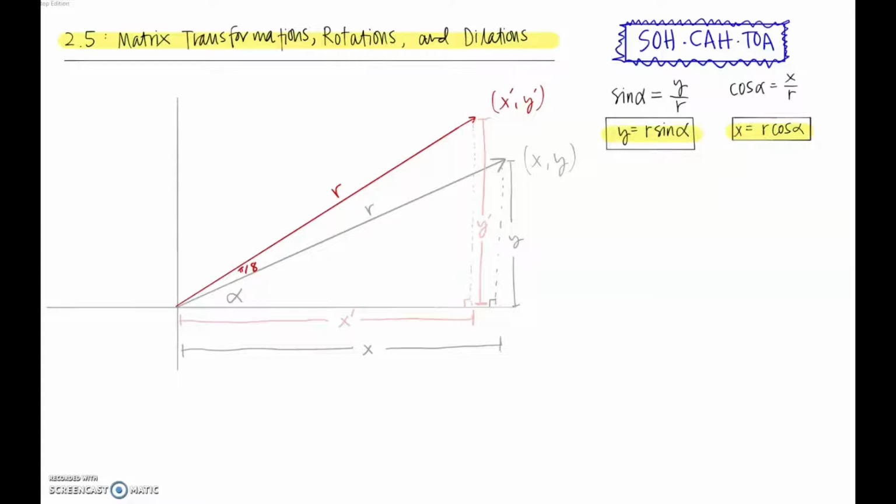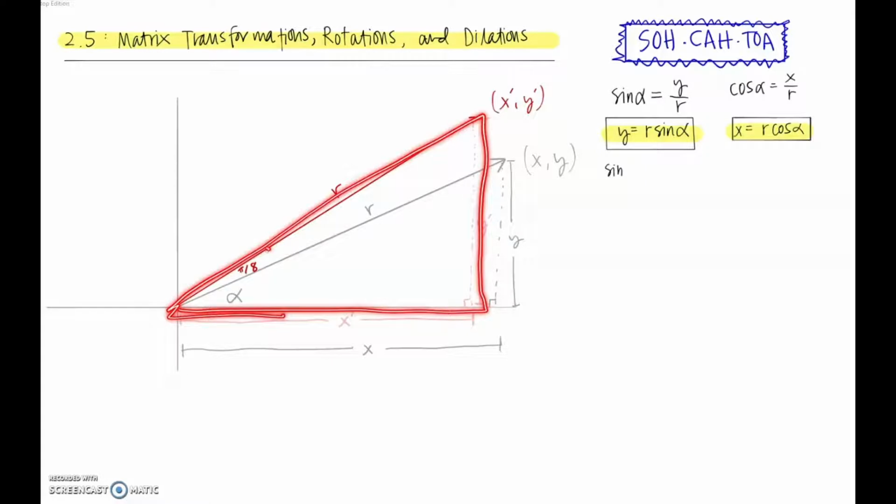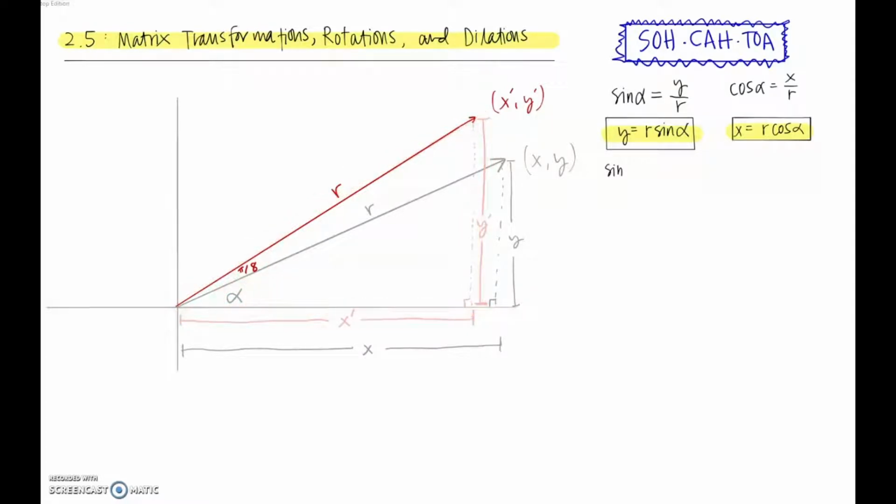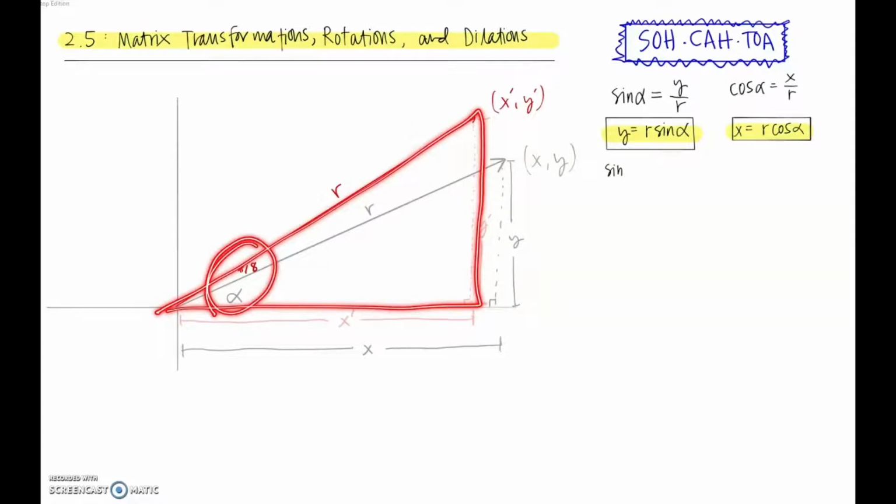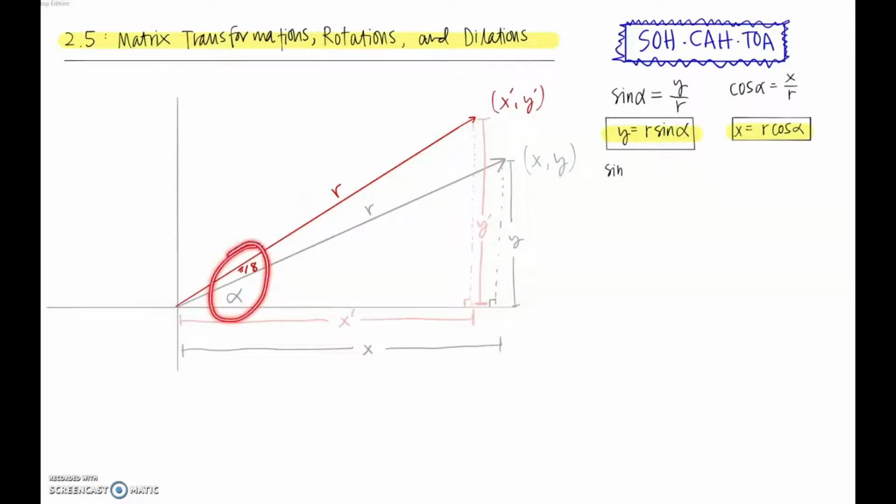Now I'm going to concentrate for a minute on the red and pink triangle here and do pretty much the same thing. So for this red-pink triangle, I want to use my trig functions, but now I have to think about what this angle is right here. It's alpha plus pi eighths. So if I'm thinking of the sine of alpha plus pi eighths, that will be opposite over hypotenuse. So that's this length, which is y prime over r.